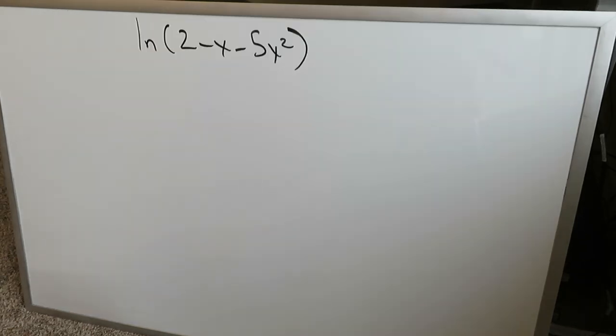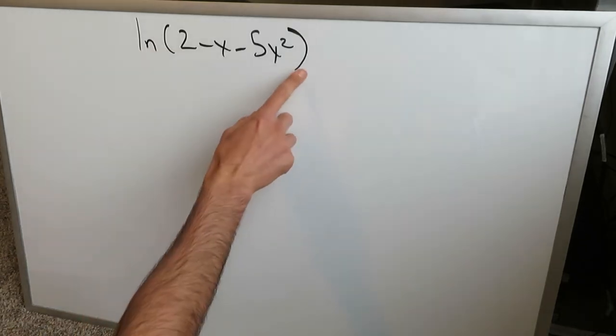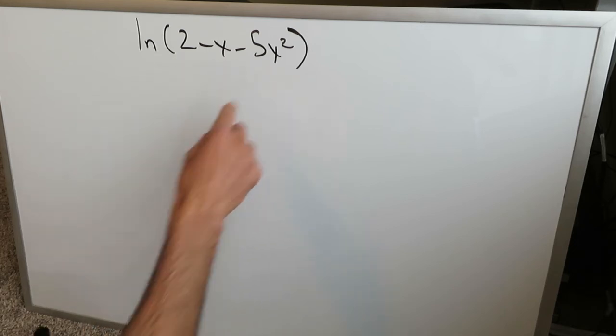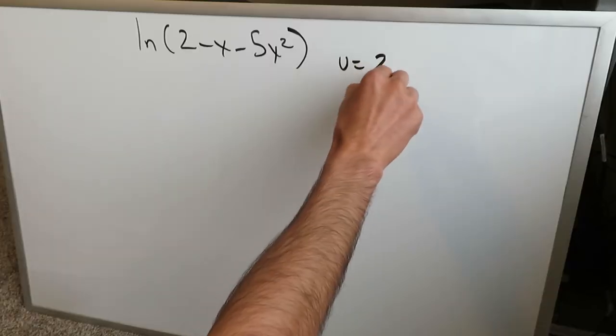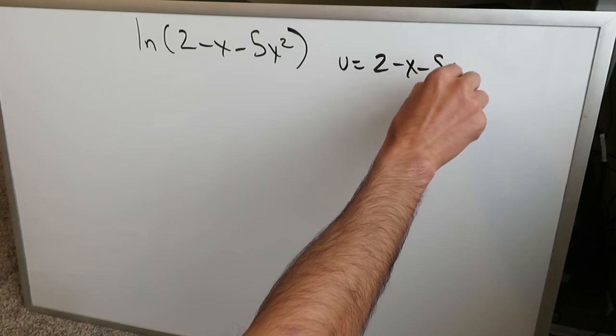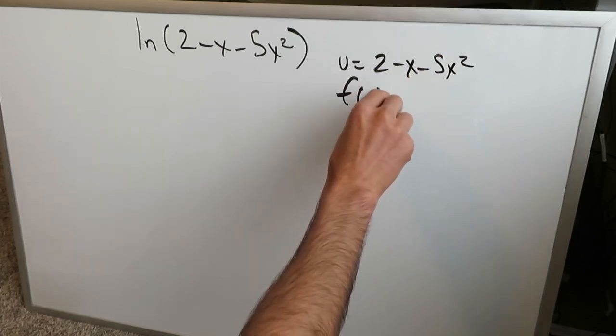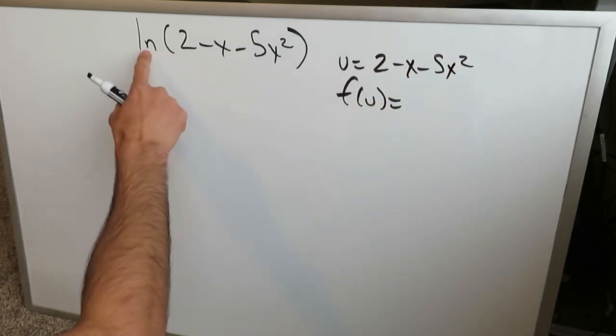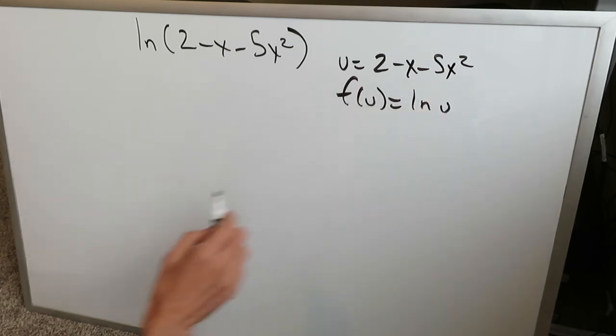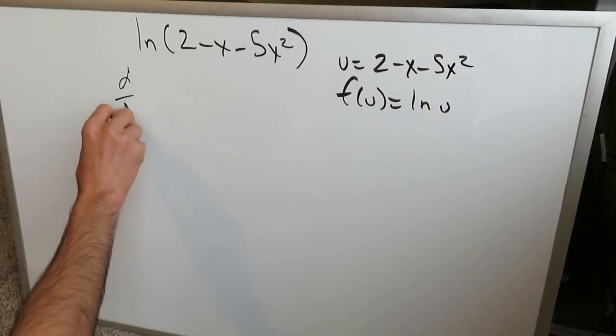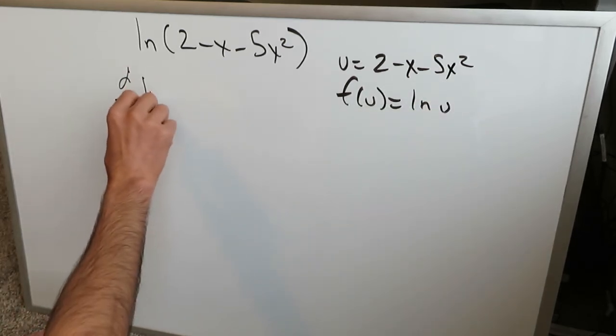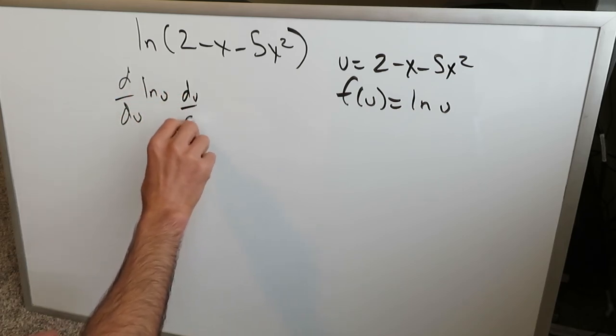So we end our video on a high note with this question, and by high note I mean we end with an easy question. Why not? 2 minus x minus 5x squared, f of u, or function with regards to u, is ln u. Chain rule, a single chain over here, ln u, and then du over dx.